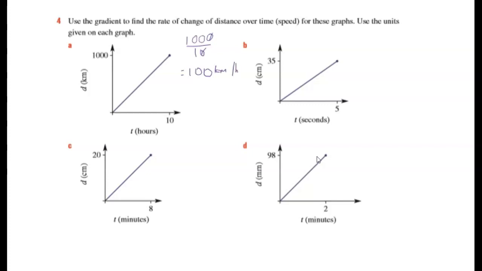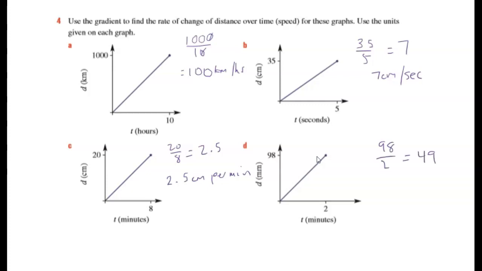kilometres per hour. Okay. The next one, we've got 35. Okay, so we've gone up 35 and across 5. So it's going to be 7. So we've got 7 centimetres per second. This one here, we've gone up 20 and across 8. So it's 20 divided by 8, which gives you 2.5. So our variables, we've got 2.5 centimetres per minute. And then the last one, we've gone up 98 across 2. So that's 49. So it's going to be 49 millimetres per minute.